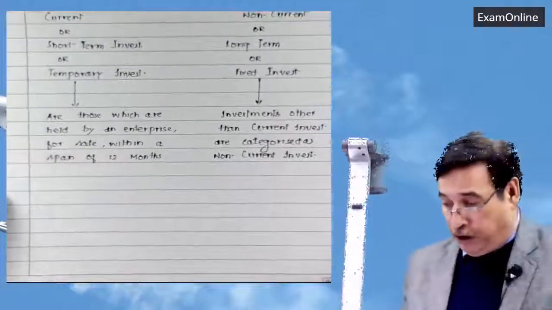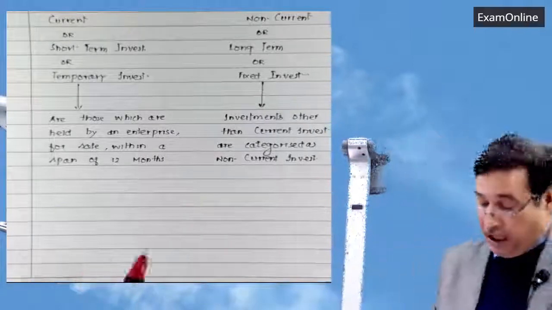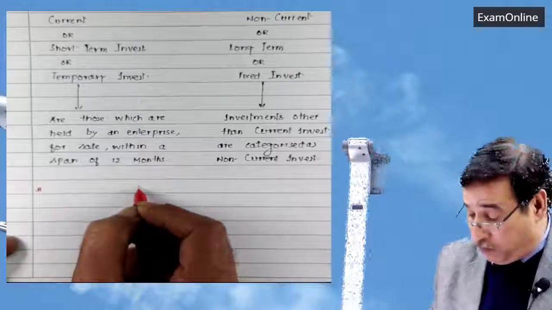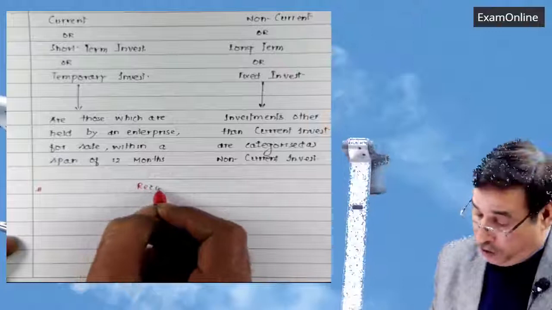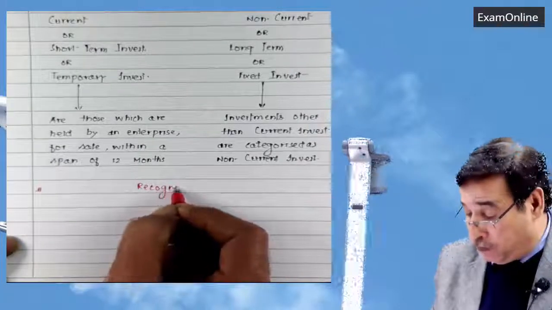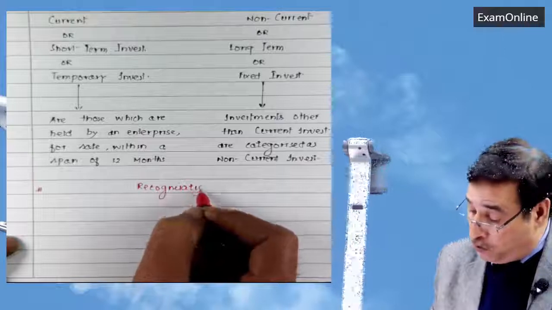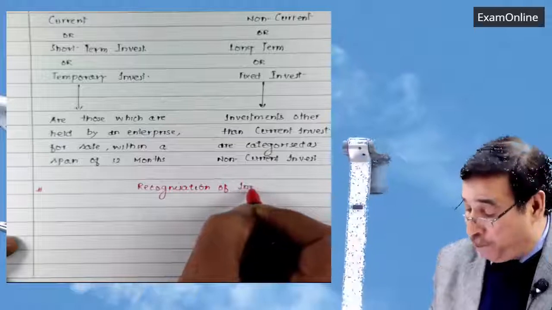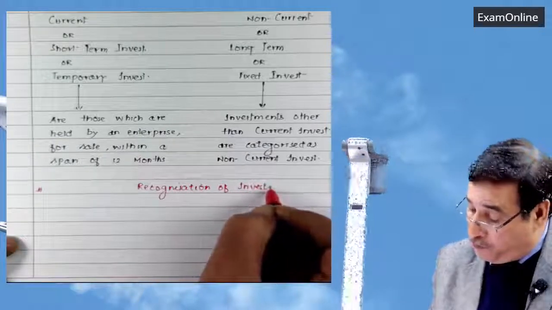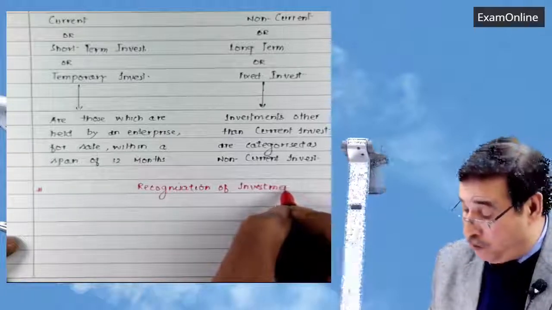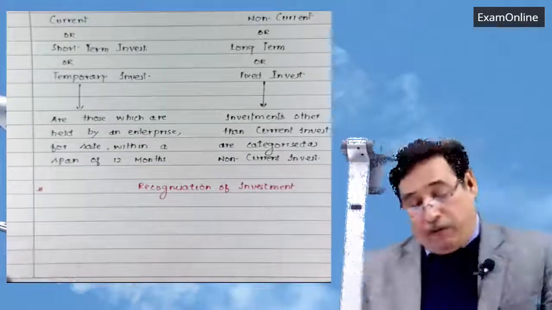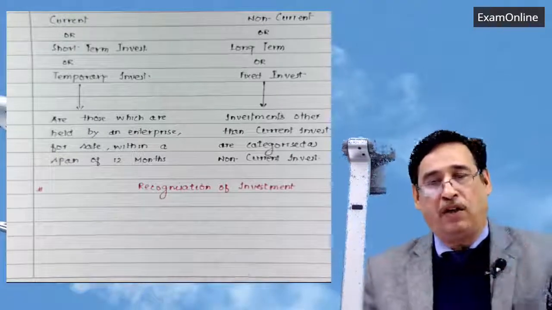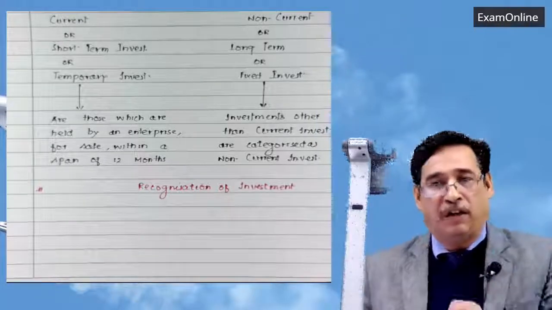And now we move over to the recognition of investment. The next guideline deals with recognition of investments. Before we move further, you must understand there are two types of recognition. One is initial recognition and another one is final recognition.